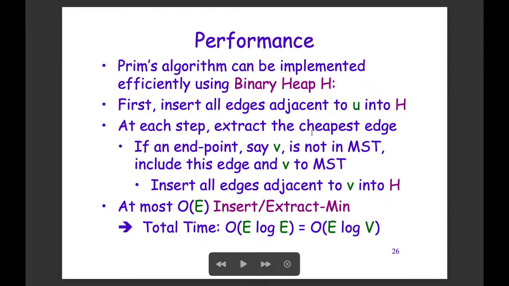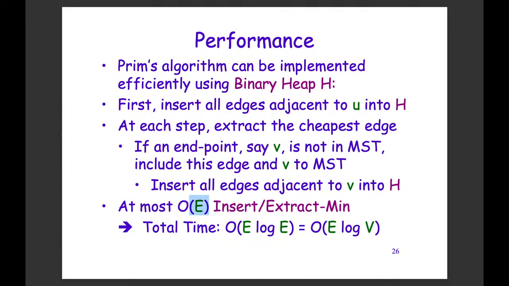So in each step, we find the cheapest edge that is already considered. So let's say the cheapest edge goes to a new endpoint V. We will include this vertex V into the spanning tree and then insert all the edges adjacent to V into the heap. So every time we are going to do insert and extract min, and there are order E insertions and extractions, so order E log E time. Okay, so this is the binary heap approach.